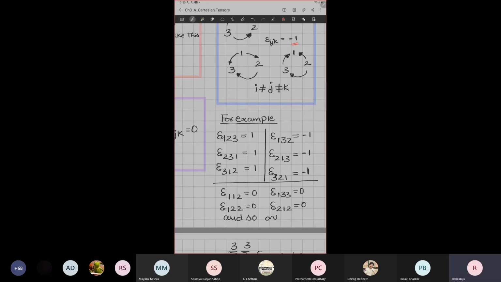Any other combinations like epsilon 1, 1, 2, you start seeing in the computer program. Then that value is equal to 0 because two indices are equal at one point. Epsilon 1, 3, 3: these two indices are equal, so that value is equal to 0. Epsilon 1, 2, 2, 0. Epsilon 2, 1, 2, 0, and so on.